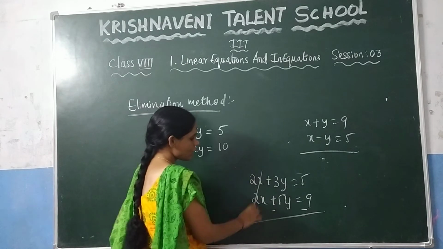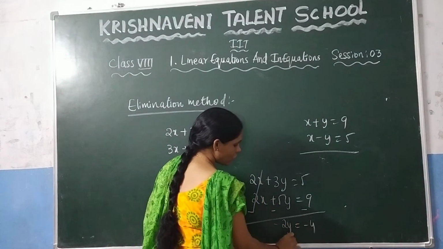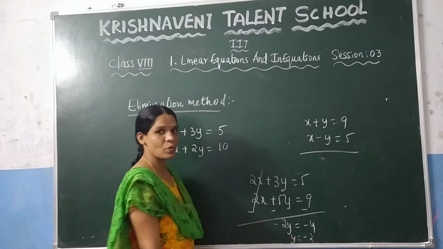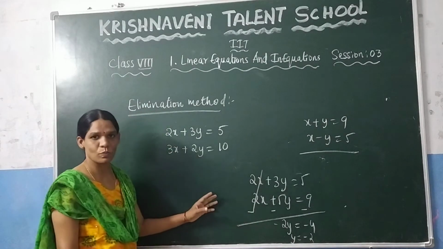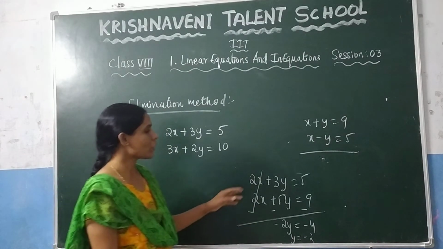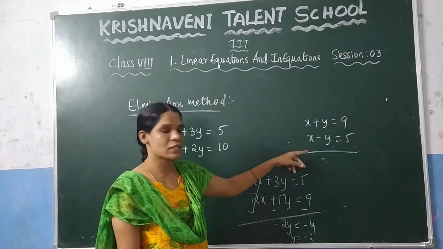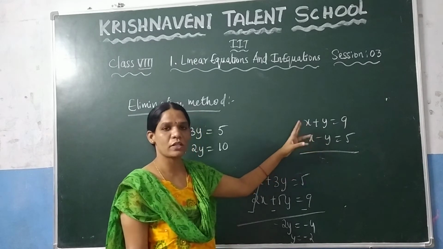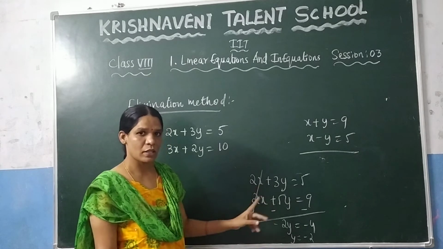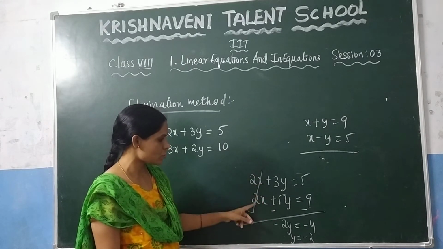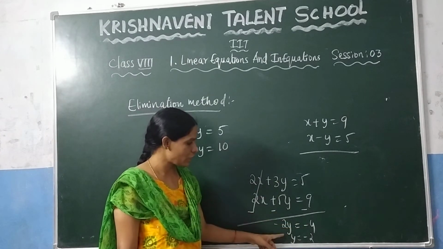So here this one will get cancelled. You will get minus 2y is equal to minus 4. You will get the y value, which is 2. If you consider these two linear equations, you can observe that the coefficients are the same for the x variable and the y variable, so we added. Here the coefficient of y is not the same, but the coefficient of x is the same, which is 2, so we eliminated this x value so that we get a linear equation in one variable, which is y.